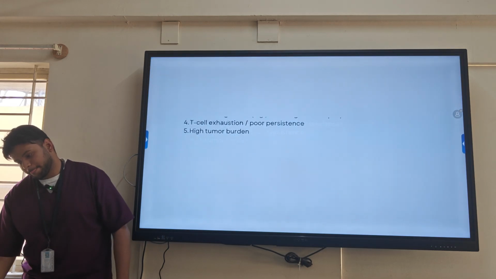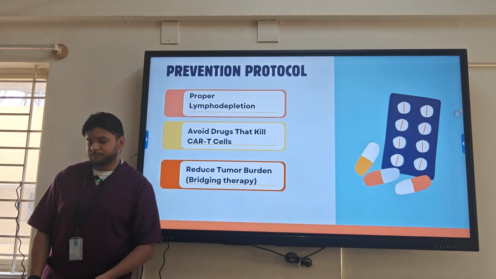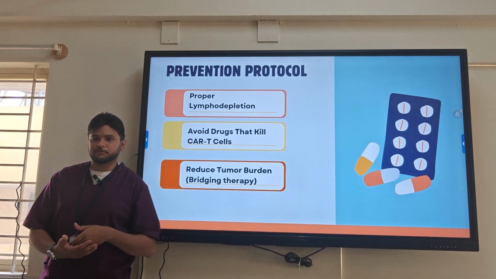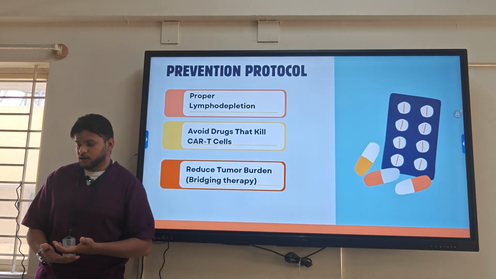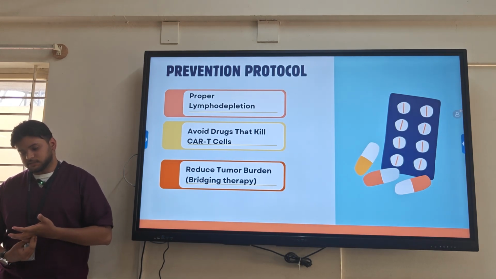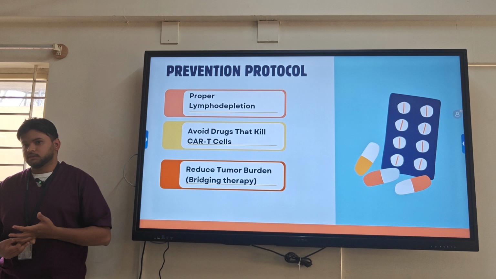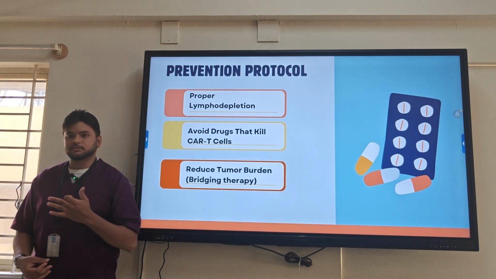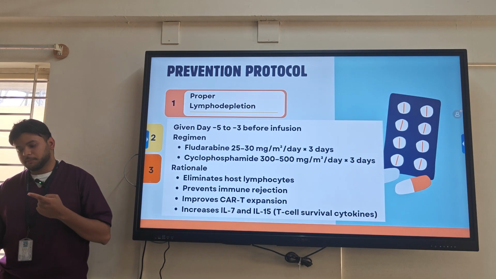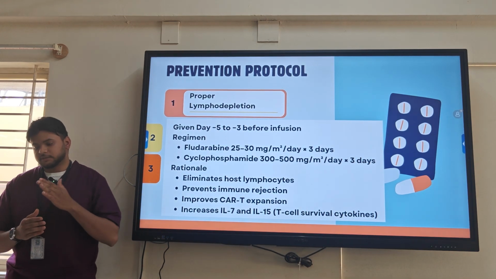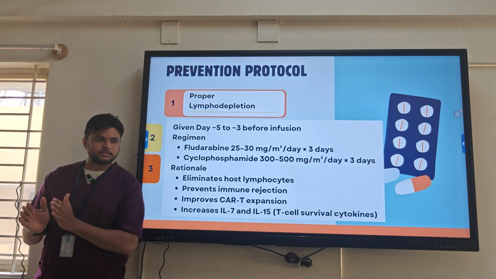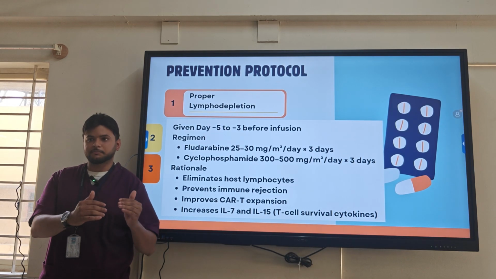Okay, the second is the prevention protocol. We have to prevent, right? To make the therapy successful, we have to prevent some of the other situations. So: proper lymphodepletion, avoiding drugs that kill CAR T cells, and reducing tumor burden. These are three prevention strategies we can use. The first strategy is proper lymphodepletion. As I said, we are preparing the patient before collecting the blood. Also we are preparing the patient.